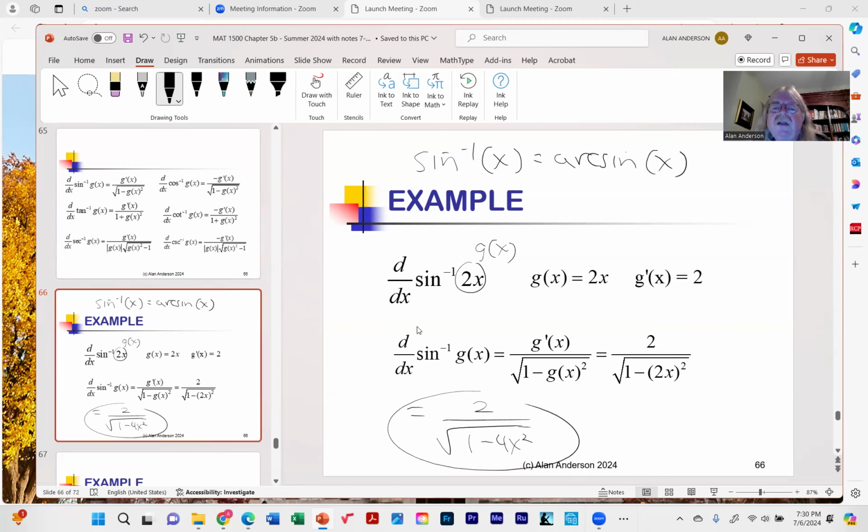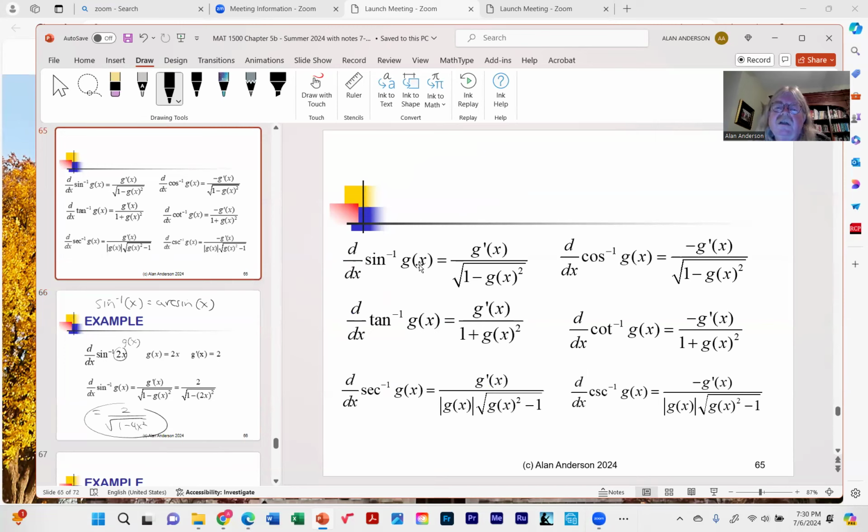So it's just a question of recognizing. I mean, well, here there's nothing to recognize. You've got an arc sine or cosine, whatever the case may be. You're being asked to take its derivative, and you just look it up in this chart and then go ahead and calculate g prime of x, and you're all set.